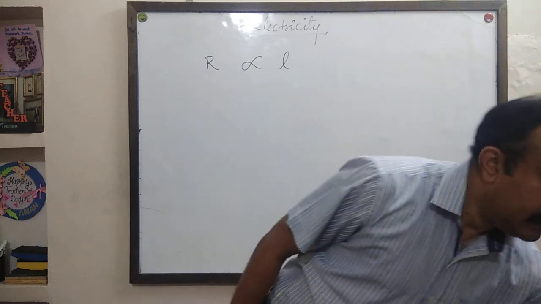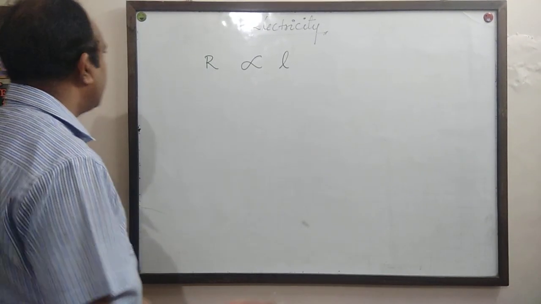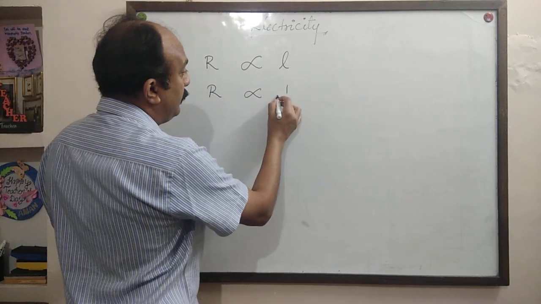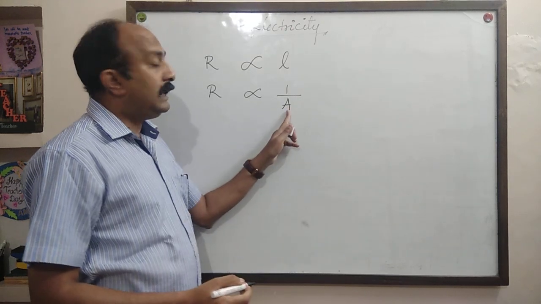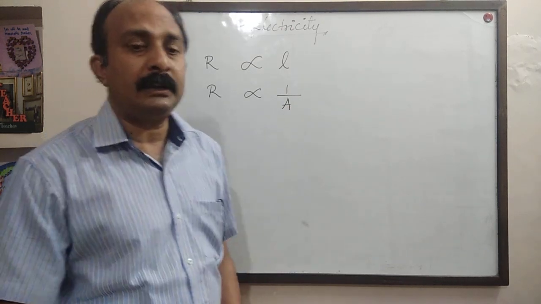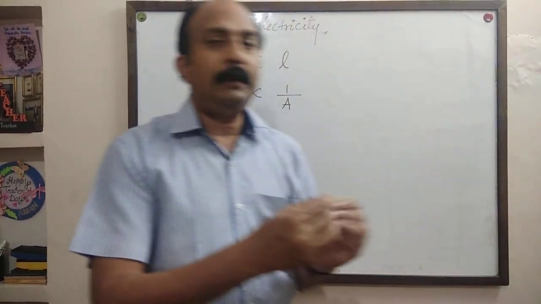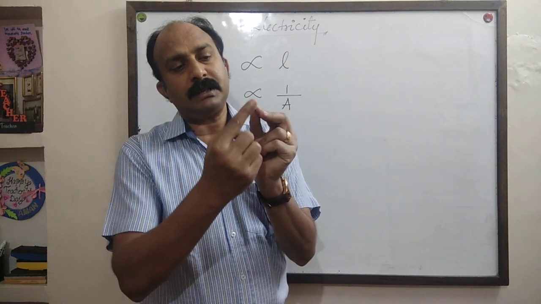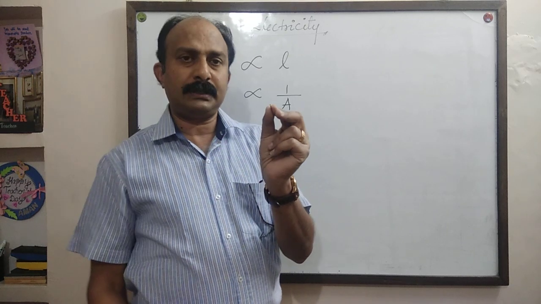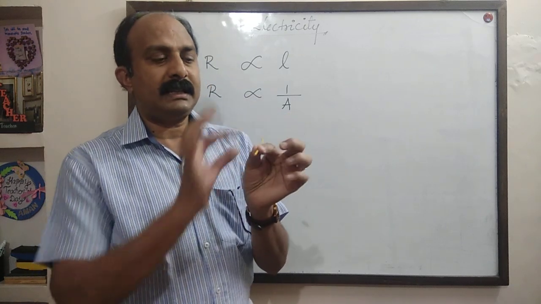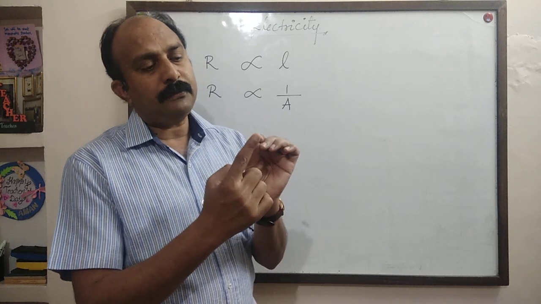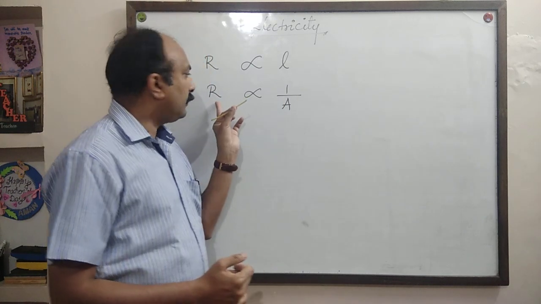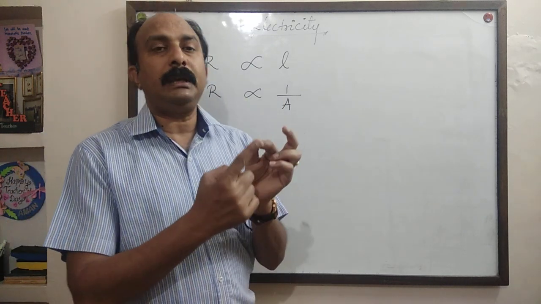First point. Now the second point is, the resistance of a conductor is inversely proportional to the area of cross section. Here capital A stands for area of cross section. What do you mean by area of cross section? The area of the cross sectional portion is called area of cross section. Normally all the wires are cylindrical in shape, so area of cross section means the area of this circular face. So R is inversely proportional to area of cross section.